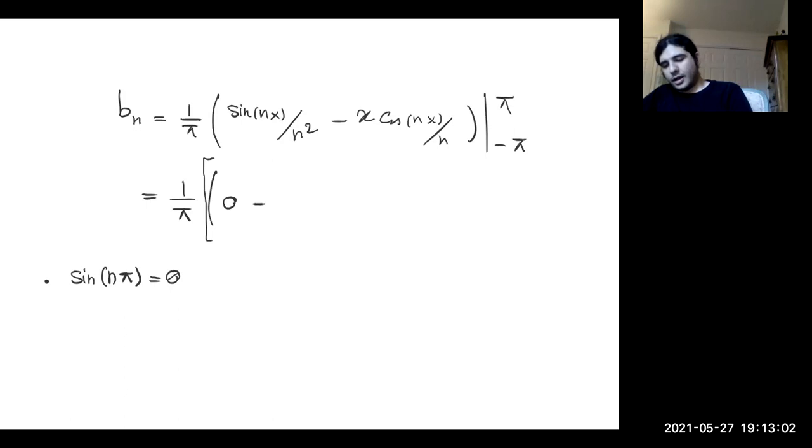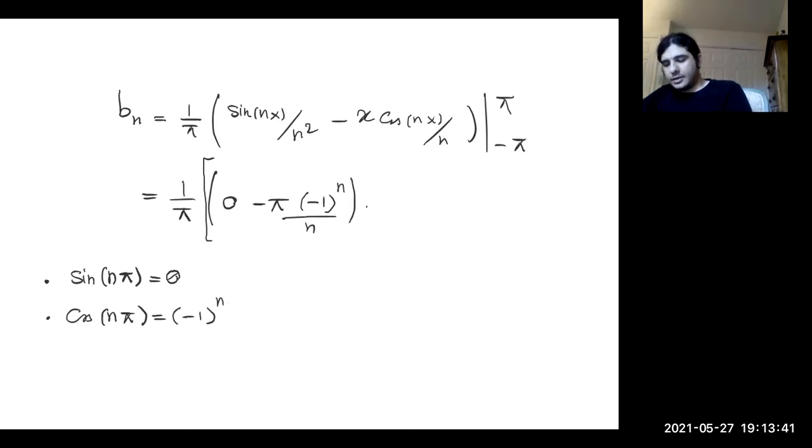Minus pi cosine of n pi. What is cosine of n pi? Well, cosine of 0 is 1, cosine of pi is minus 1, cosine of 2 pi again is 1, so it's minus 1 to the power n, actually. So it would be minus pi times minus 1 to the power n, over n.